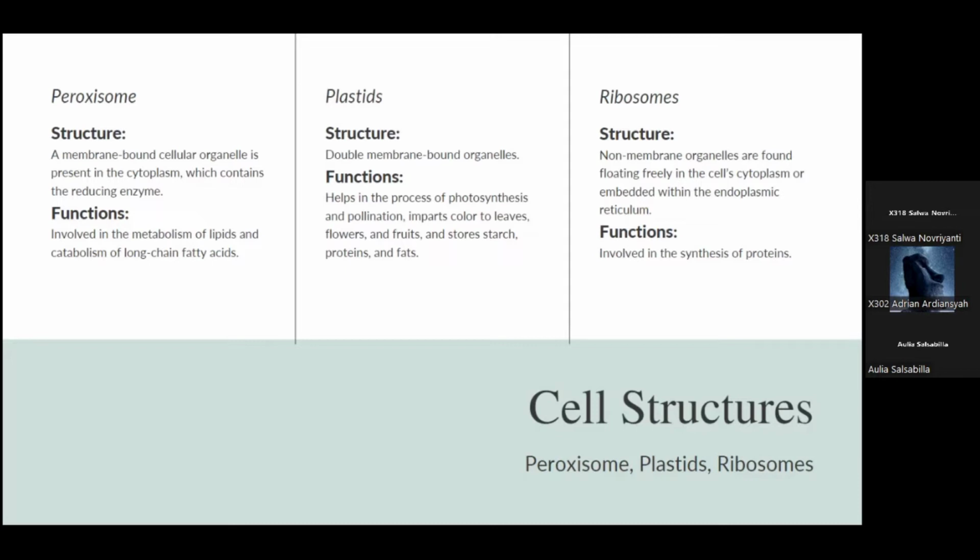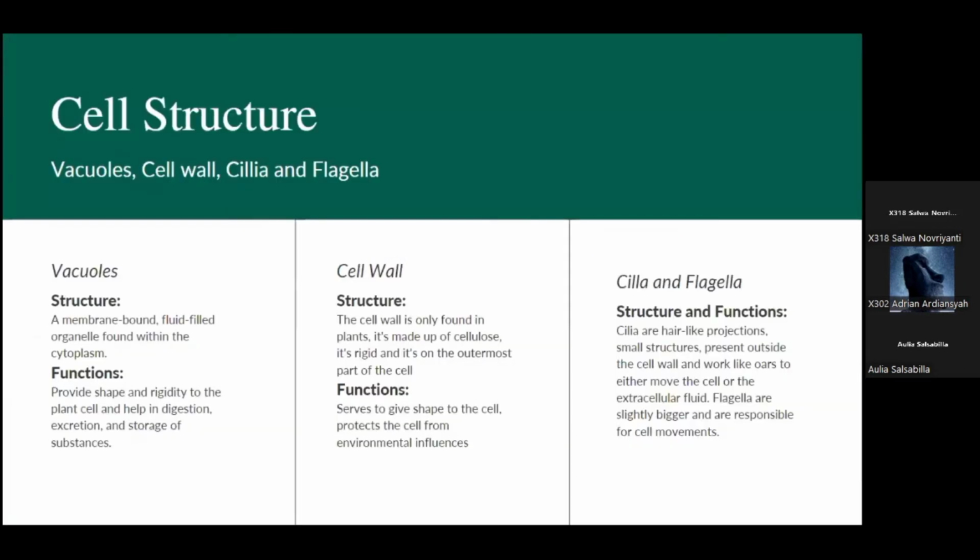Next, we have ribosomes. It is a non-membrane organelle found floating freely in the cell cytoplasm or embedded within the endoplasmic reticulum. Its function is to be involved in the synthesis of proteins. Next, we have vacuoles, membrane-bound, fluid-filled organelles found within the cytoplasm. Its function is to provide shape and rigidity to the plant cell and help with digestion, excretion, and storage of substances.